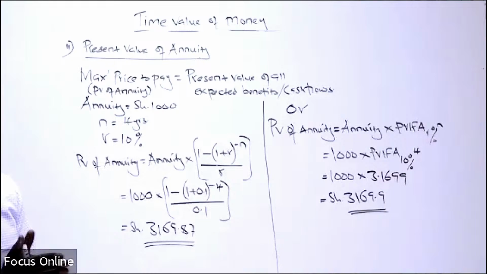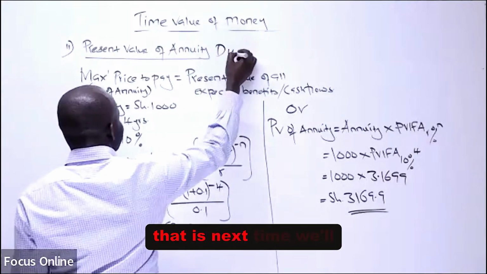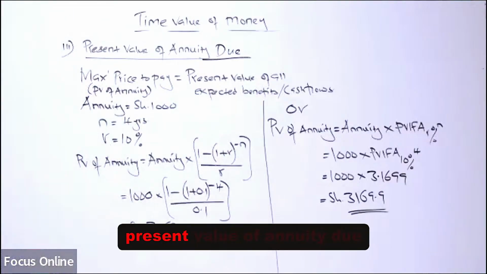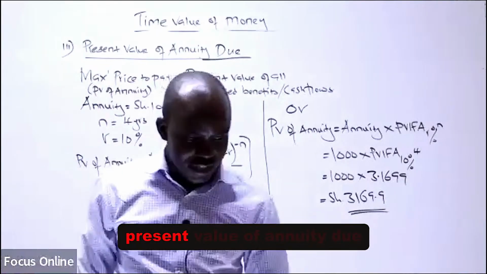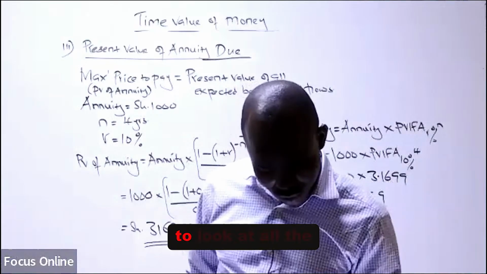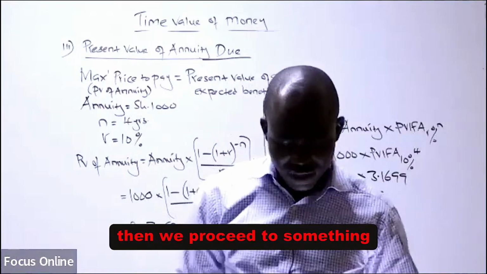Okay, fine. Next, we look at present value of annuity due. That is next time. We'll pick from that point next time. Number 3, present value of annuity due. I believe we'll be able to look at all the factors, then we proceed to something else.